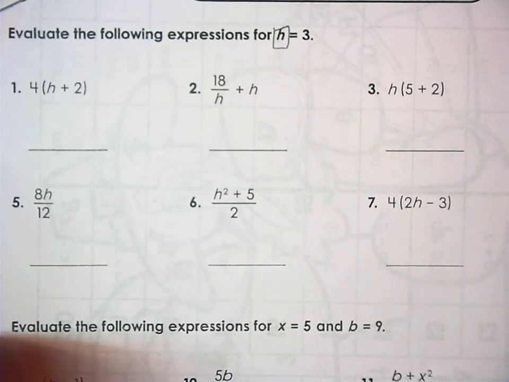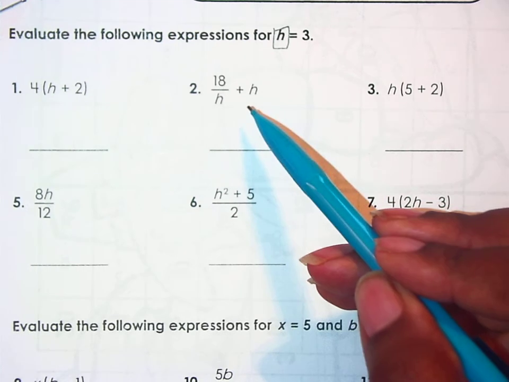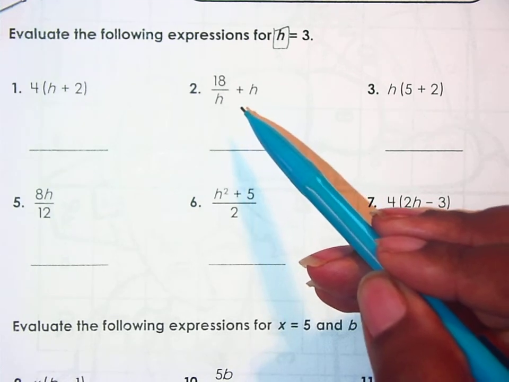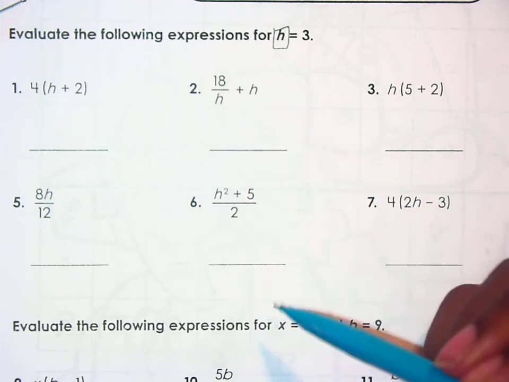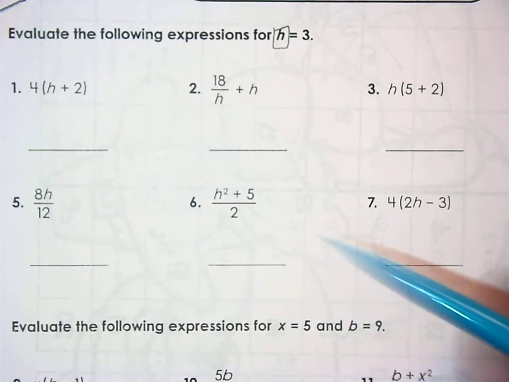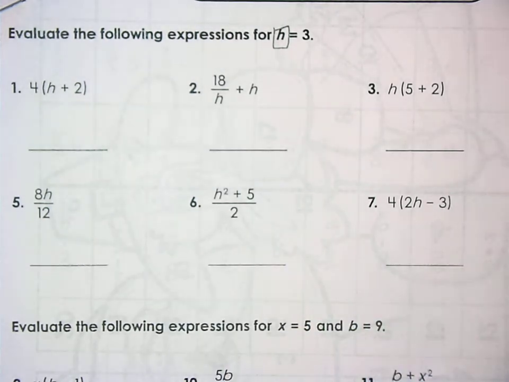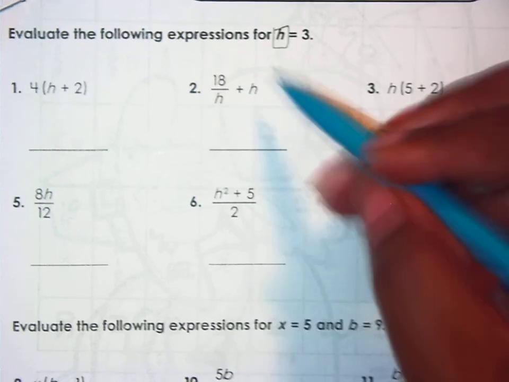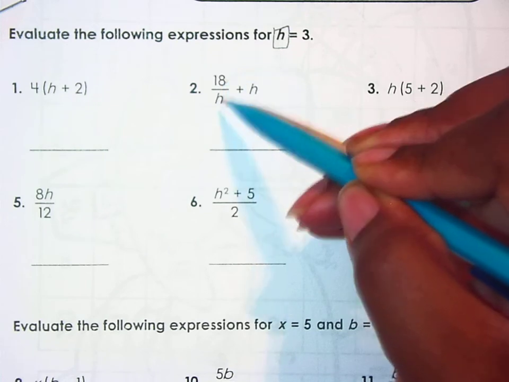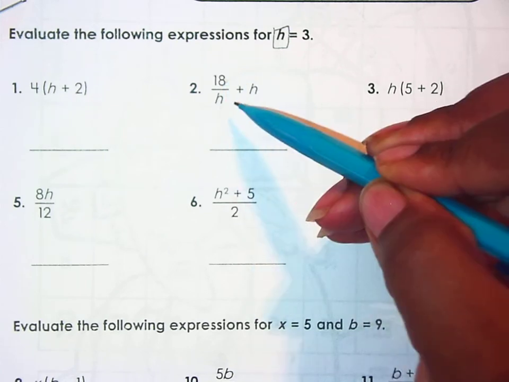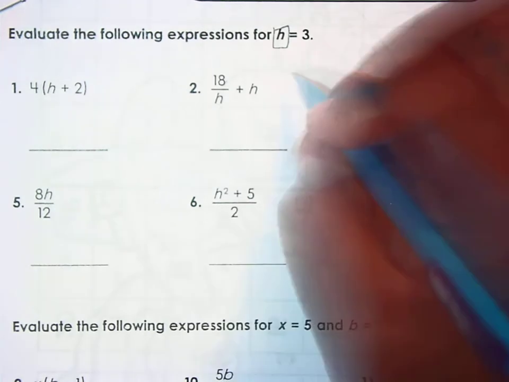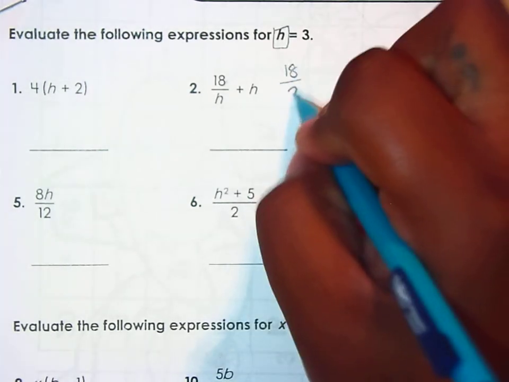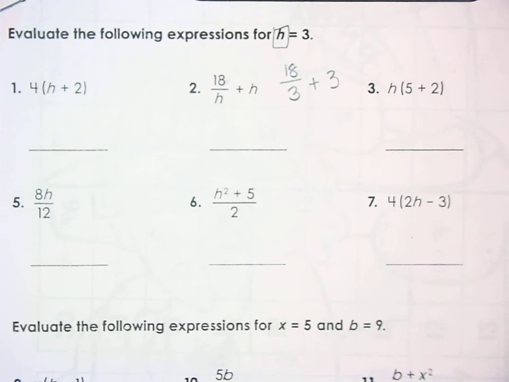H is the numerical value of 3. So I'm going to go to number 2, and I'm going to do 2 and 7. Those are the ones I want to work on. Anytime you have a number in fraction form in an equation, that represents division. So I'm going to rewrite: I have 18 over 3 plus 3. Remember, H represents my number, the value of 3.